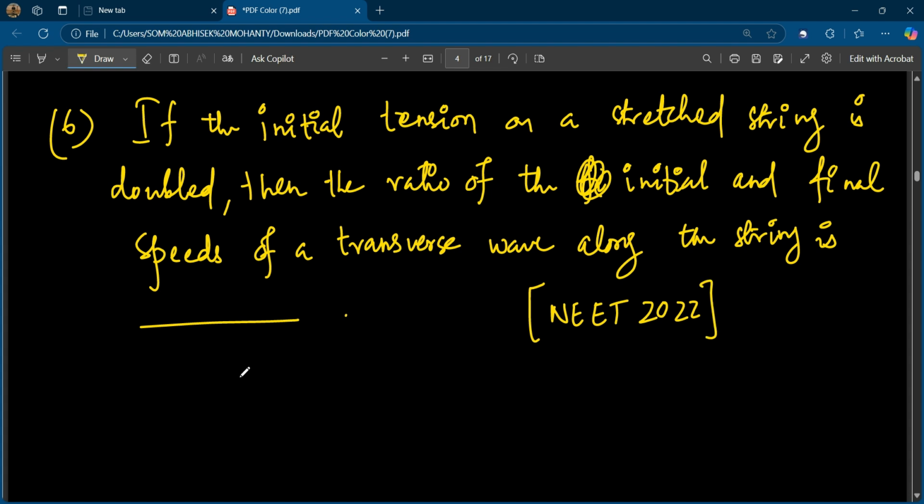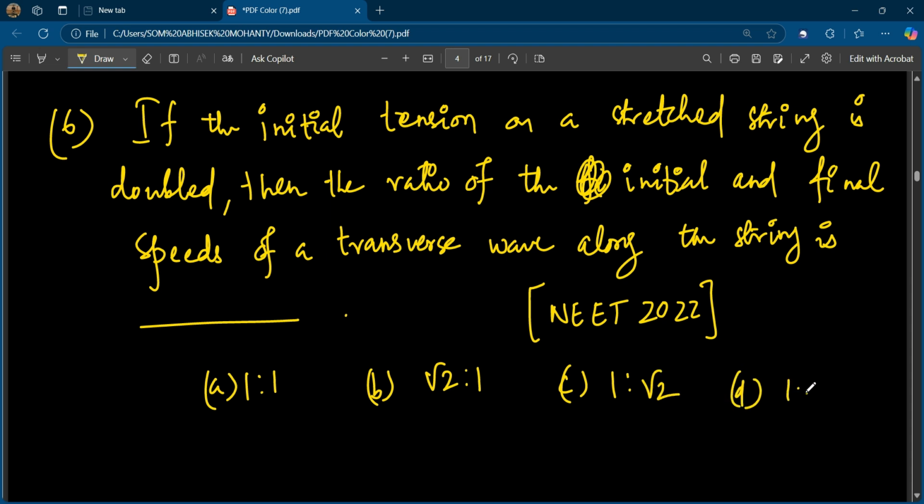Option A 1 is to 1, option B root 2 is to 1, option C 1 is to root 2, option D 1 is to 2. If the initial tension in the stretched string is doubled, then the ratio of the initial and final speeds of a transverse wave along the string is. Okay, so we have 30 seconds to solve this question only.